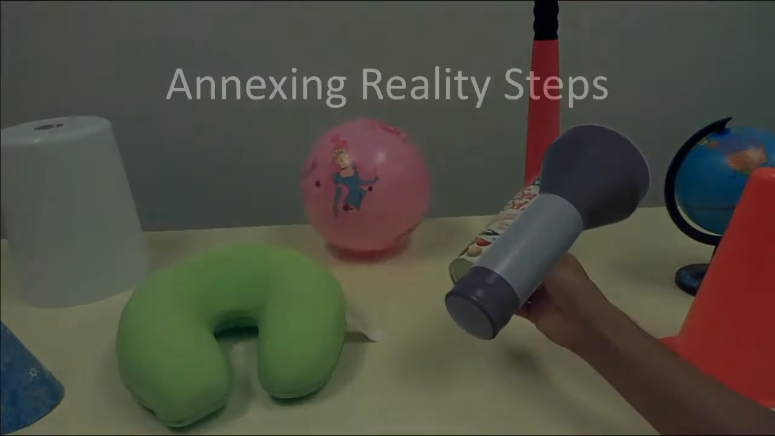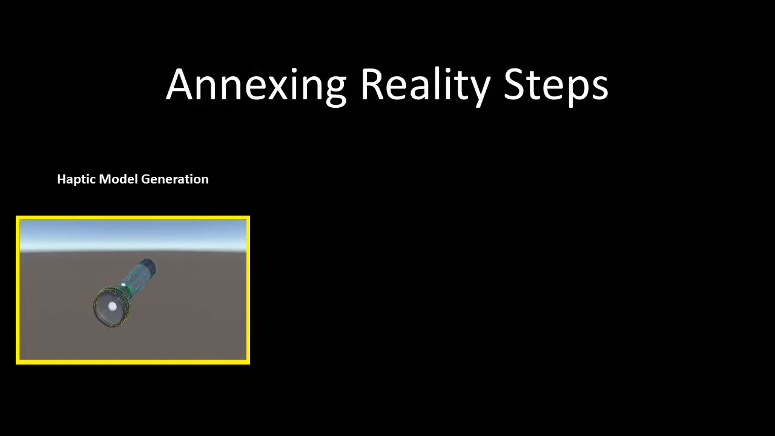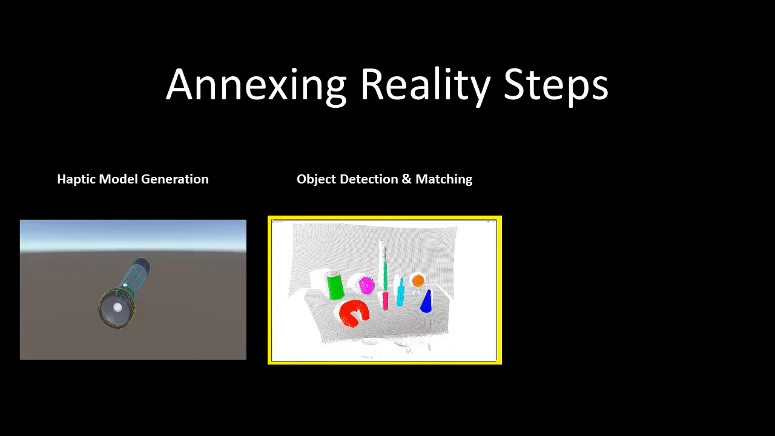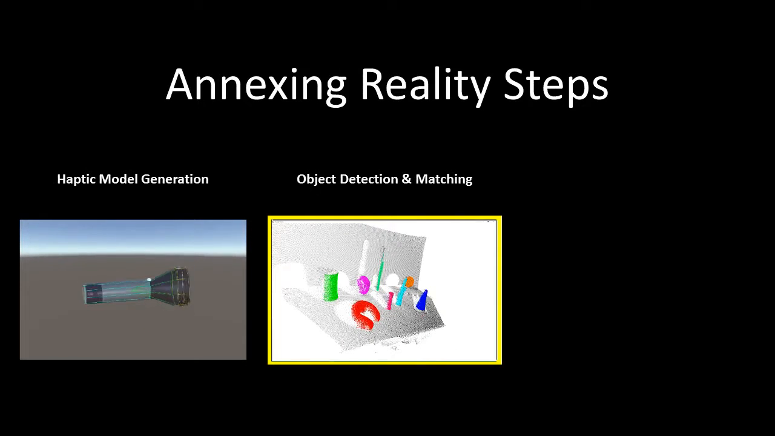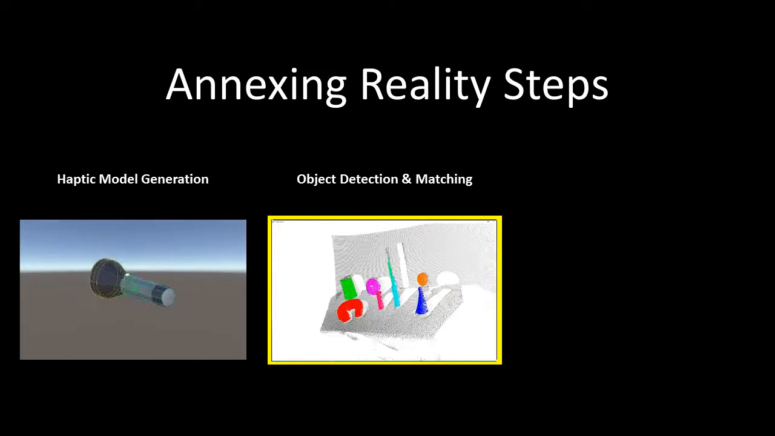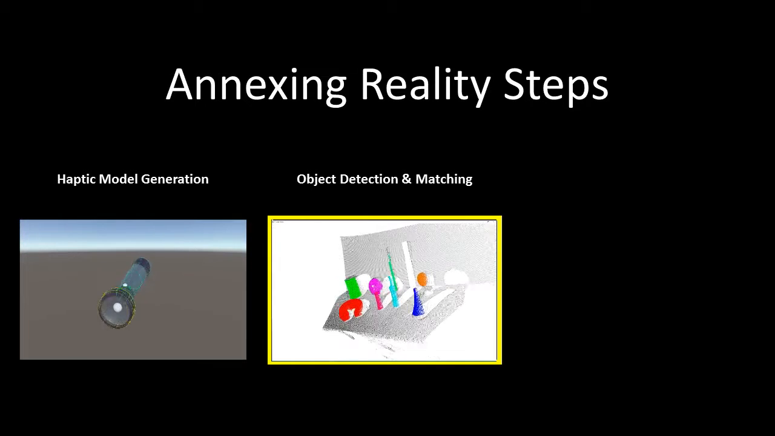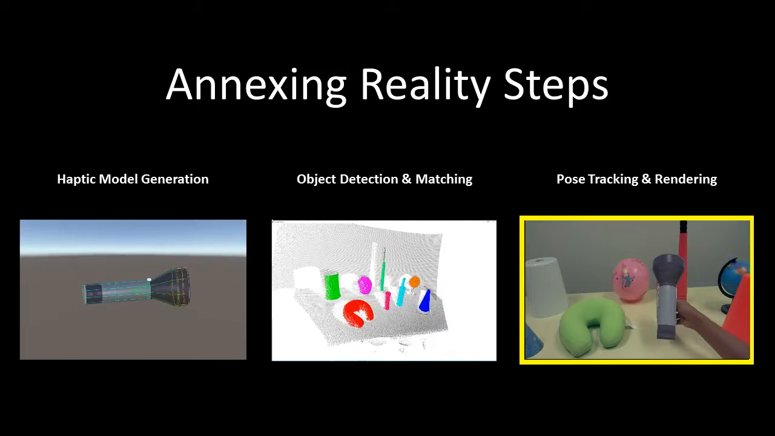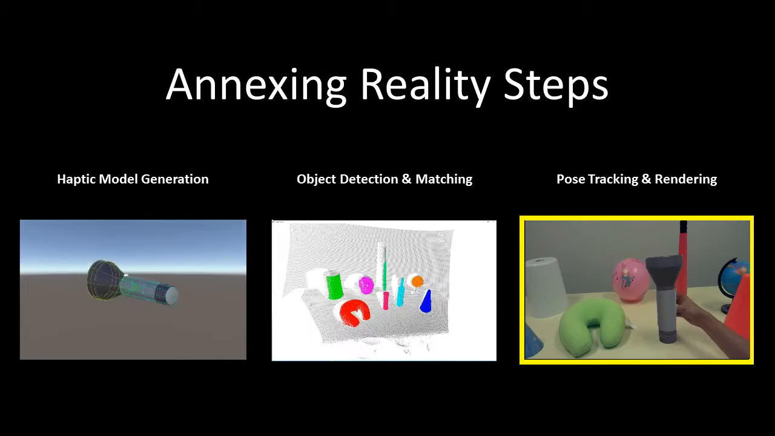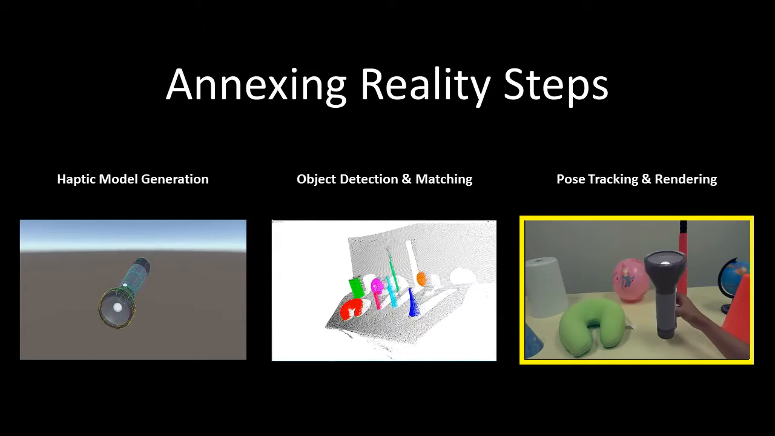is minimized. The task of annexation of reality can be separated into 3 phases. Model generation, in which a developer creates abstract haptic models for objects in the virtual scene. Object shape detection and matching, in which the system scans the environment and matches physical objects to virtual ones. Pose tracking and rendering, in which physical objects are tracked and overlaid with virtual content in real time.